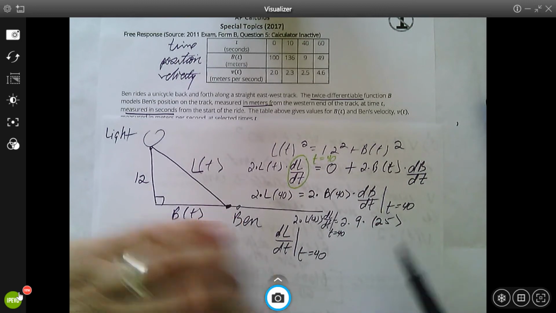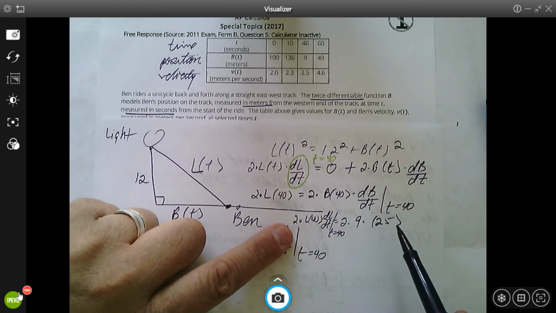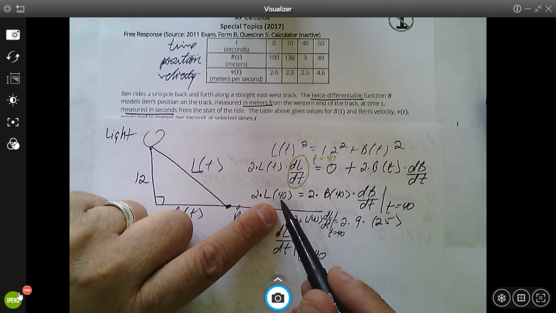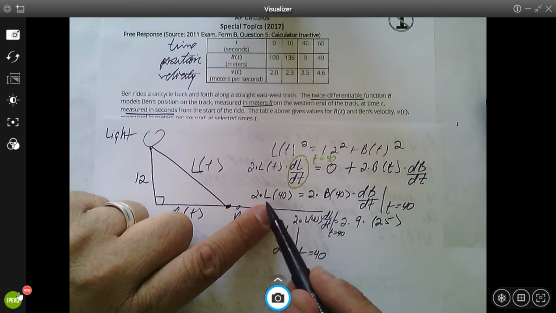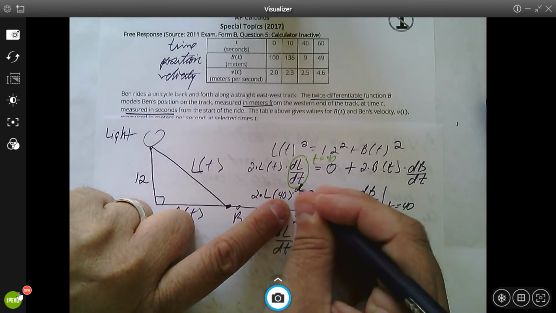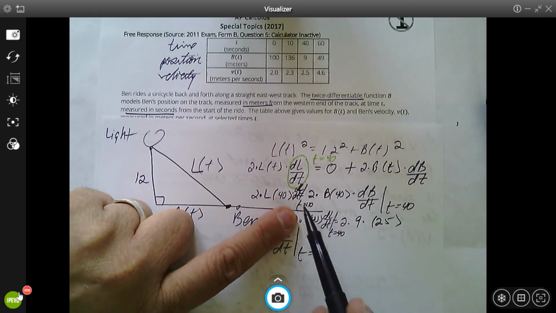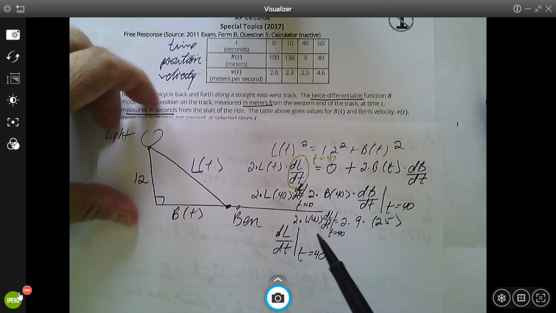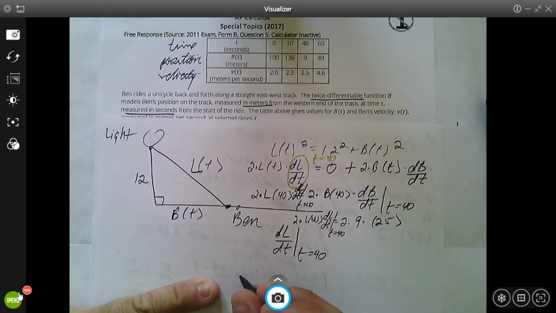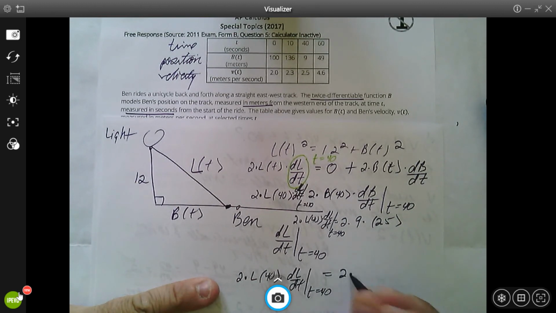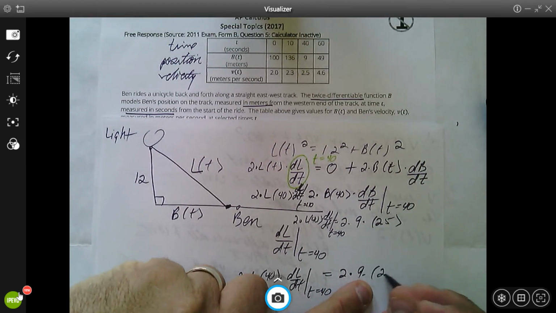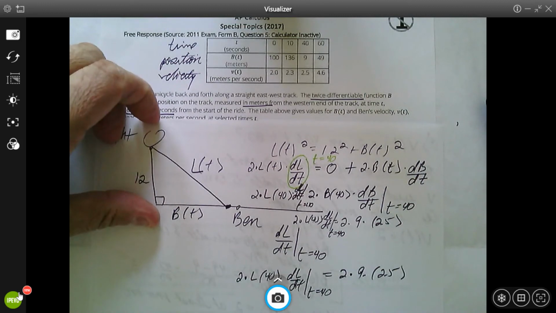Man, Jackie is freaking out right now. I understand, Jackie, but okay, here was my mistake. Back over here, I had 2 times L(40). I should have had dL/dt at t equals 40. Please go back and squeeze that into your notes. I'm doing a horrible job. I'm going to fix this.